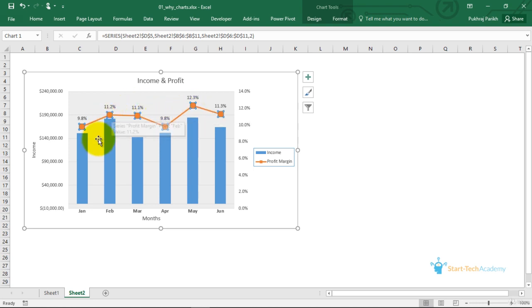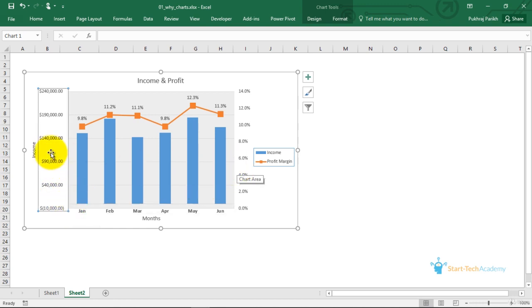Now this horizontal axis is known as category axis or just horizontal axis, and the label at the bottom, these months values written here, are known as the horizontal axis labels. Now similar is the nomenclature for the vertical axis, but if you notice in this chart we have two vertical axes.